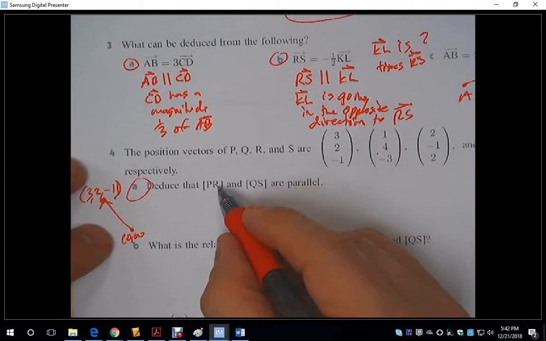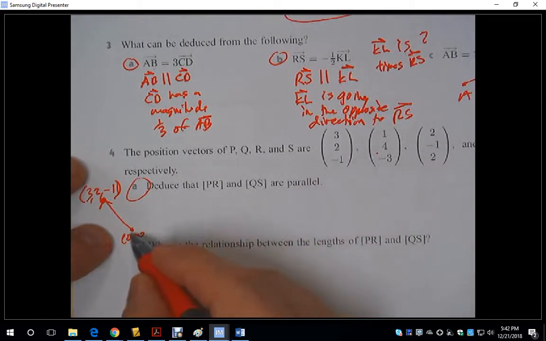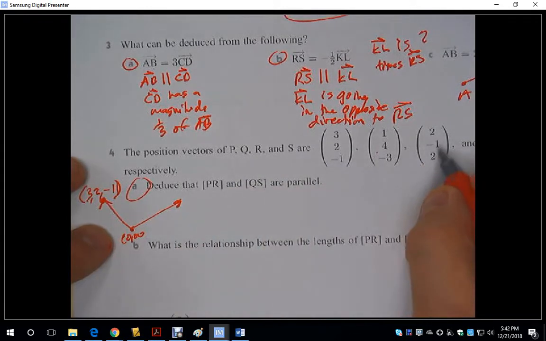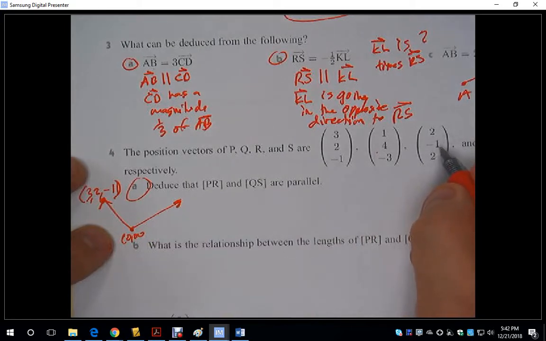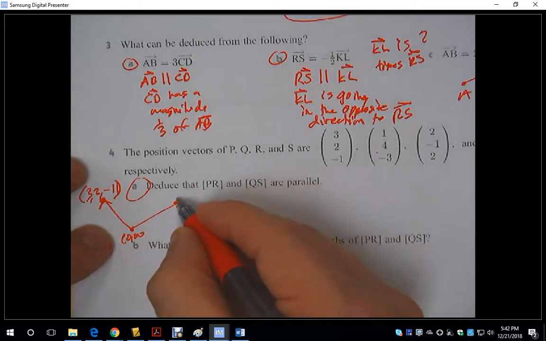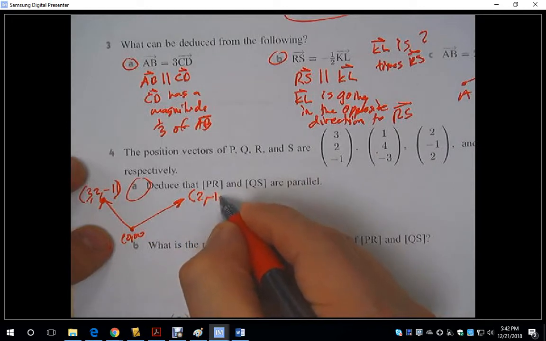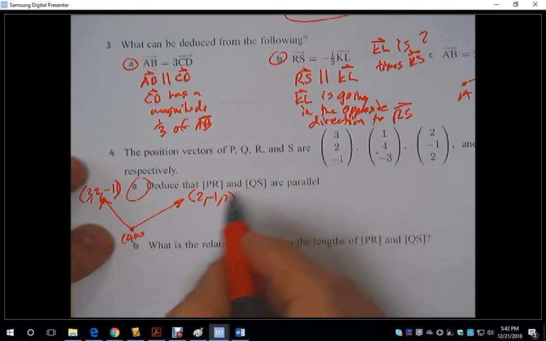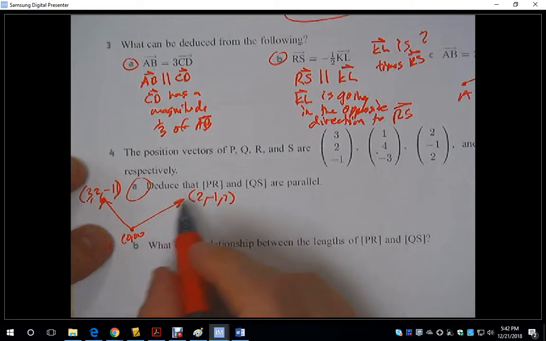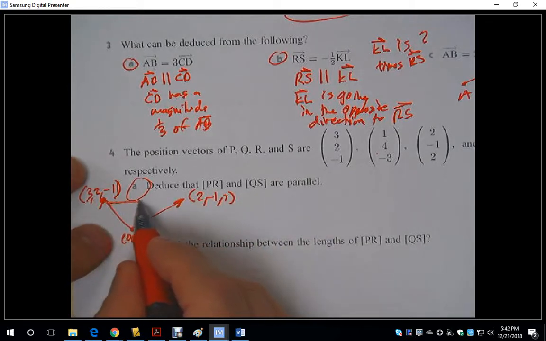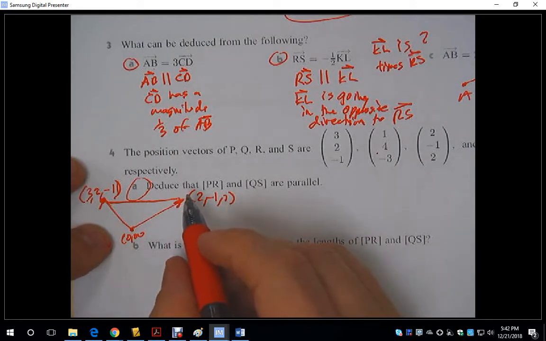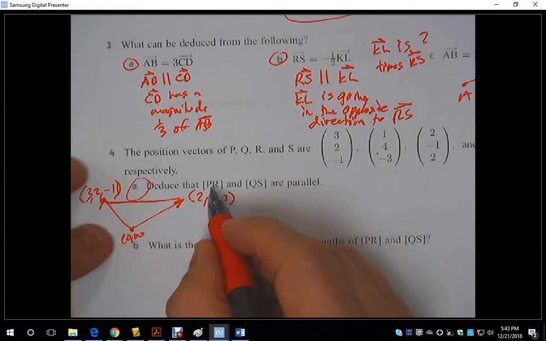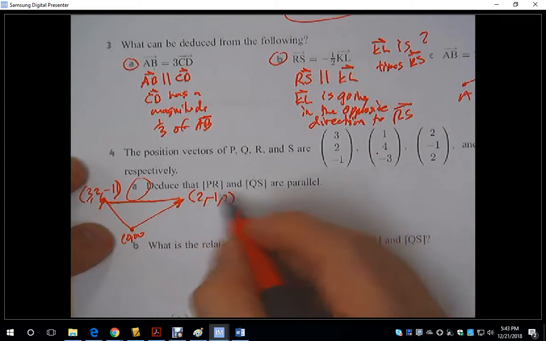We have the same thing here. So let's do R. R is going to be this one here. It's a position vector, so the tail is at the origin, and the vector goes 2 in the x direction, -1 in the y direction, and 2 in the z direction, which means this point here is going to be (2, -1, 2). So this particular line, I guess they want this line right here. It wants us to deduce that this line here and this line here are parallel. So it doesn't matter what direction they're going.